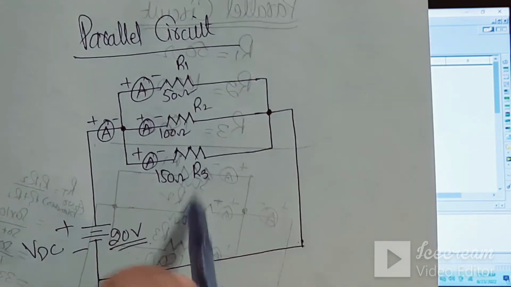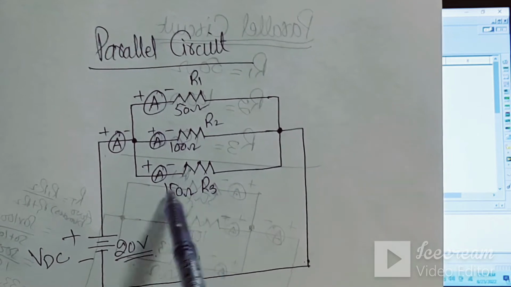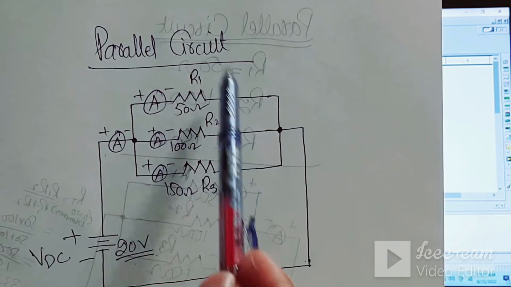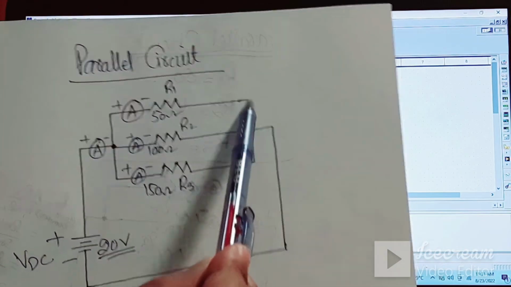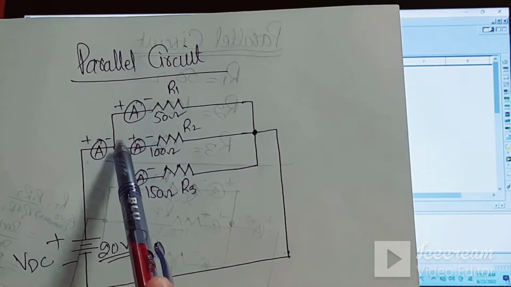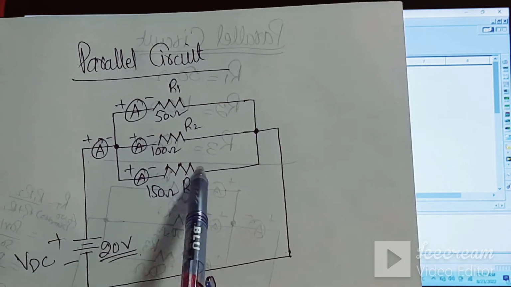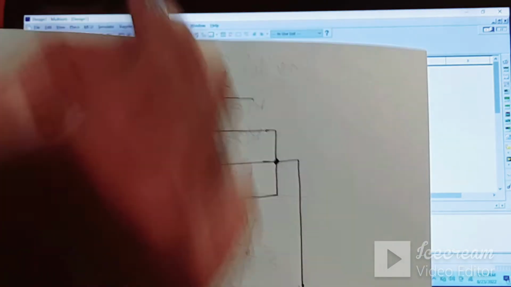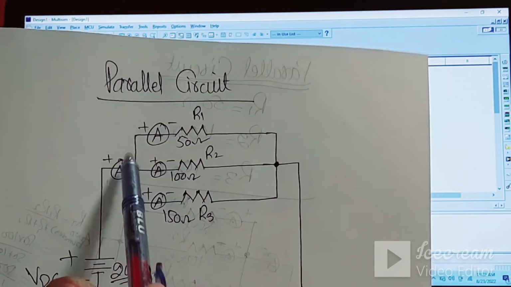Now here this is the parallel circuit. The parallel circuit is that in which a number of resistances are connected in parallel across the voltage source. So this can be called the parallel circuit. Also, you can see the one end of each resistance is joined to a common point, and the other end of each resistance is joined to another common point. So there are as many paths for the current flow as the number of resistances, so that is called the parallel circuit.